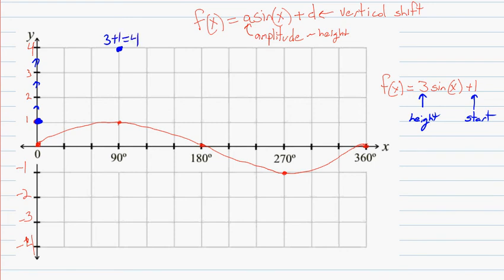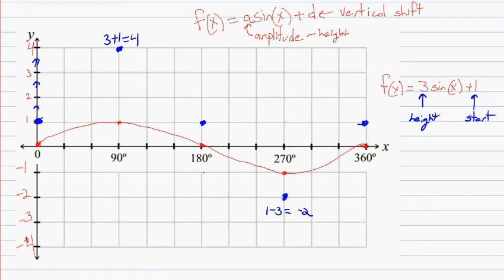And we know at 180 it returns back home and to my start, which is 1. And now at 270 it's going to go down to my minimum. So I need to go 3 below my start. So I need to go down 1, 2, 3. And that's going to be there. And that is 1 minus 3 equals -2. And then we go back to my start, which is right here.